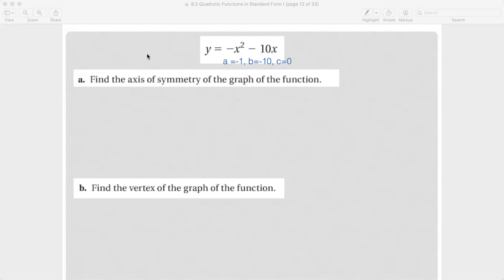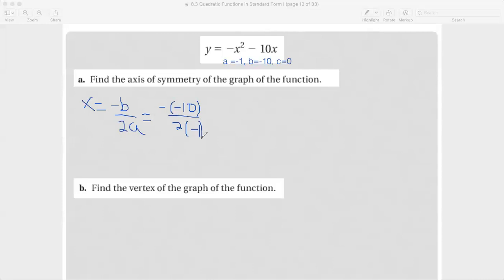Also, I hope you're thinking, we haven't been using C much. We haven't yet. It's going to come up when we start graphing it. But for now, it's just good habit to keep labeling C. So X equals negative B over 2A. Then that turns into negative, and B is negative 10, so you got a double negative there. All over 2 times my A, which is a negative 1.